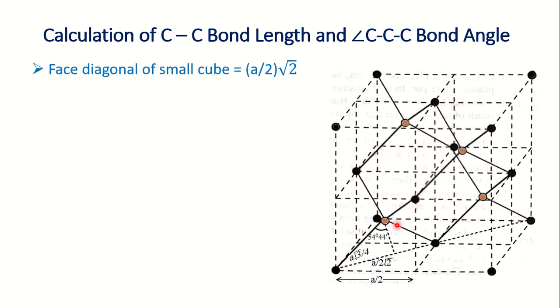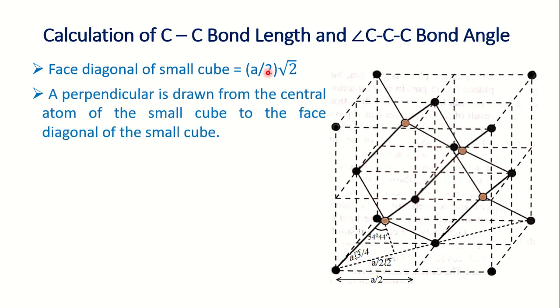Let us calculate the face diagonal of the small cube. This is the small cube and this is the face diagonal. Face diagonal means edge into root 2. The edge is a by 2, so a by 2 into root 2. We should have placed a bracket here. This root 2 is actually in the numerator, not in the denominator. Keep it in your mind, this root 2 is with a. Since we have placed the bracket, it automatically goes to the numerator, and this 2 after the oblique is in the denominator. So this is nothing but a by root 2.